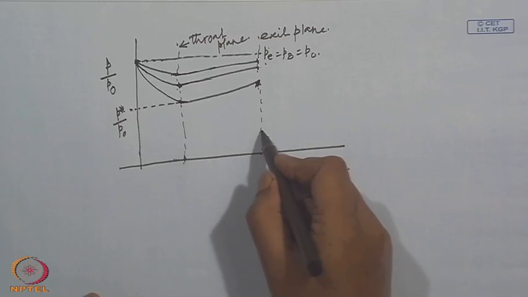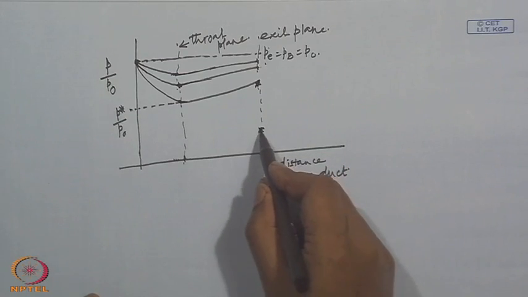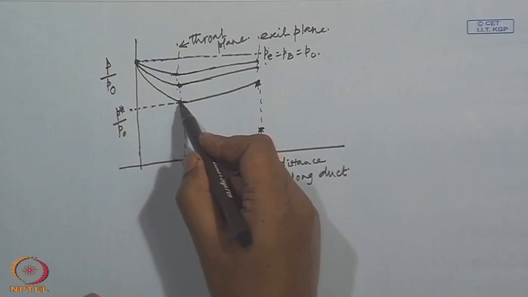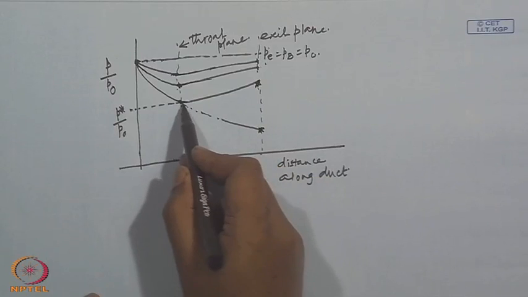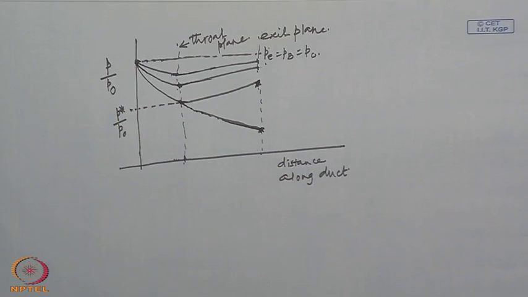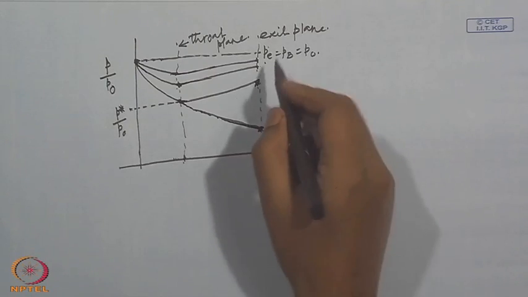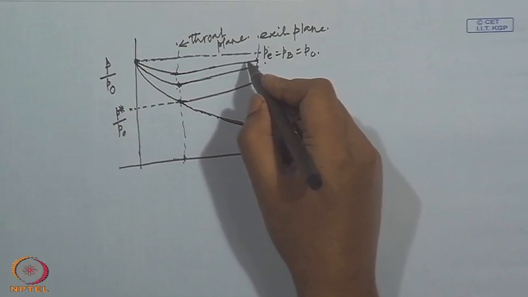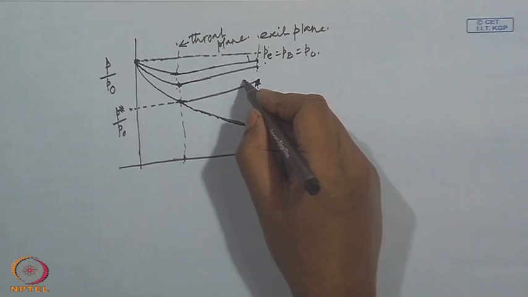However, if the back pressure corresponds to, say, this level, then we will see that there will be a full expansion to the nozzle exit plane. We will denote all these curves by, say, 1, this by 2.